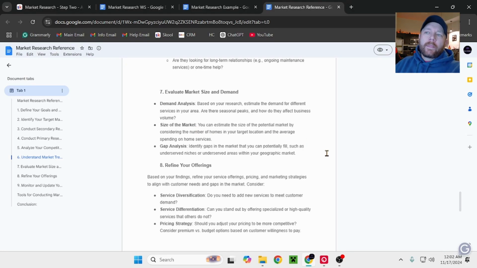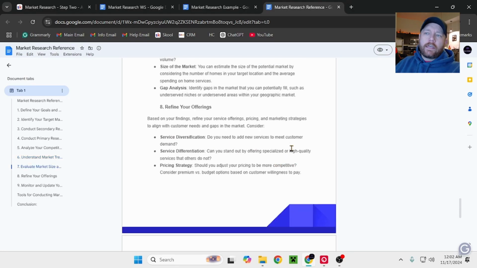And then a gap. Is there anything in the market that people aren't providing or there's not enough of, right? So is there a service, maybe eco-friendly in lawn care, where right now it's traditional fertilizers and things like that, and people are worried about toxins? So there's demand for eco-friendly within this industry. So what gaps can you find and what gaps can you fill? And then, if you have services set up, you're going to refine them. If not, you're going to kind of use this to start them, right?